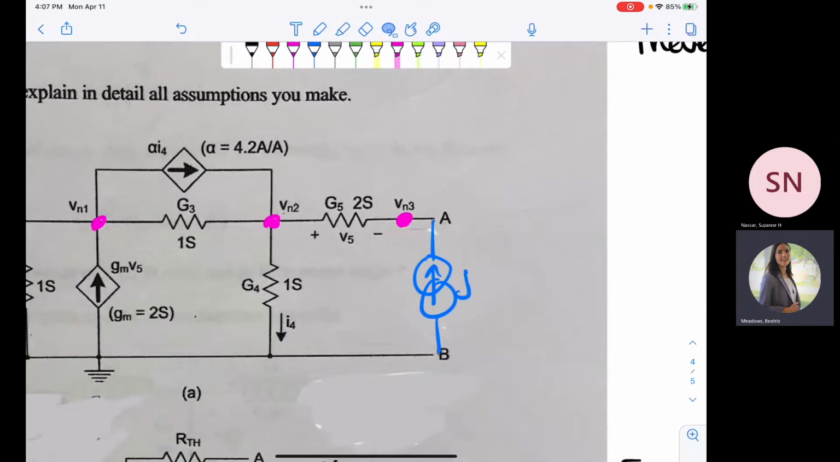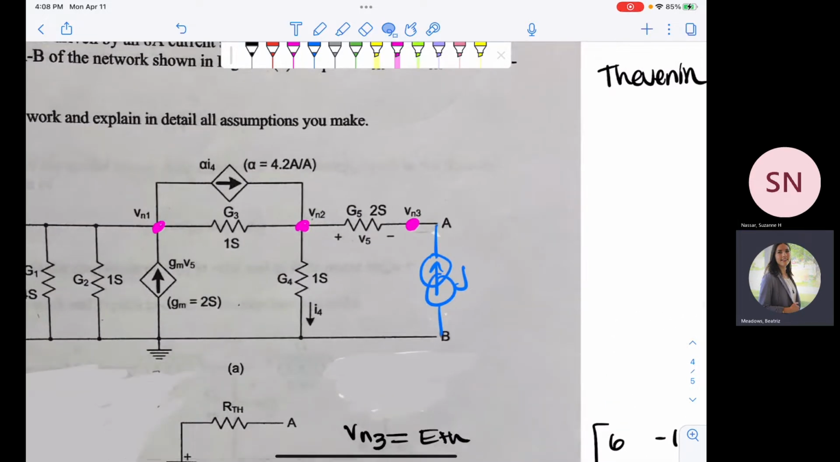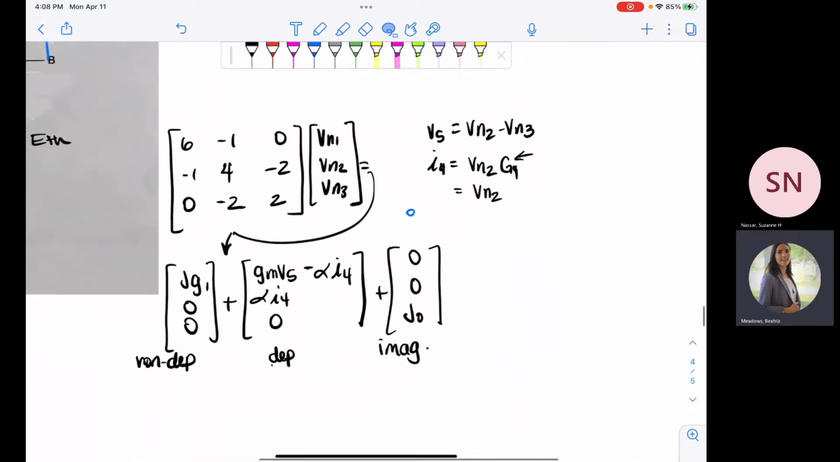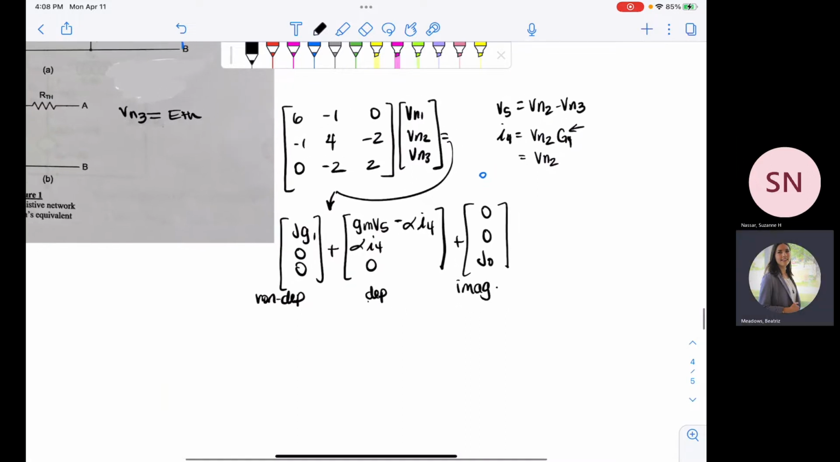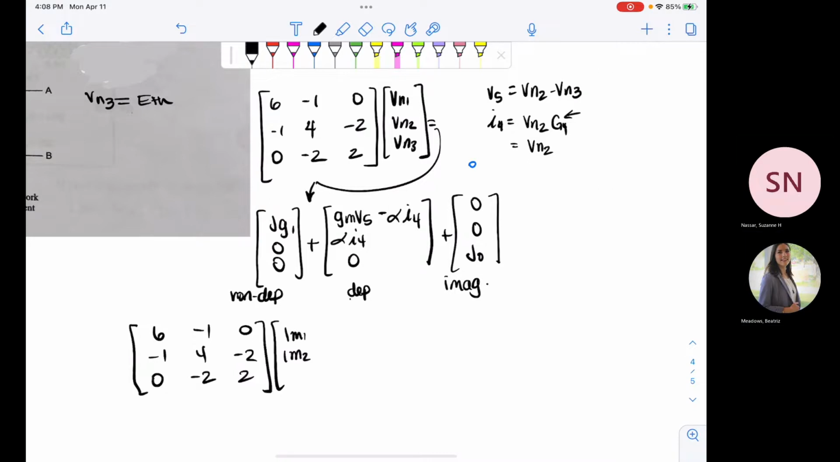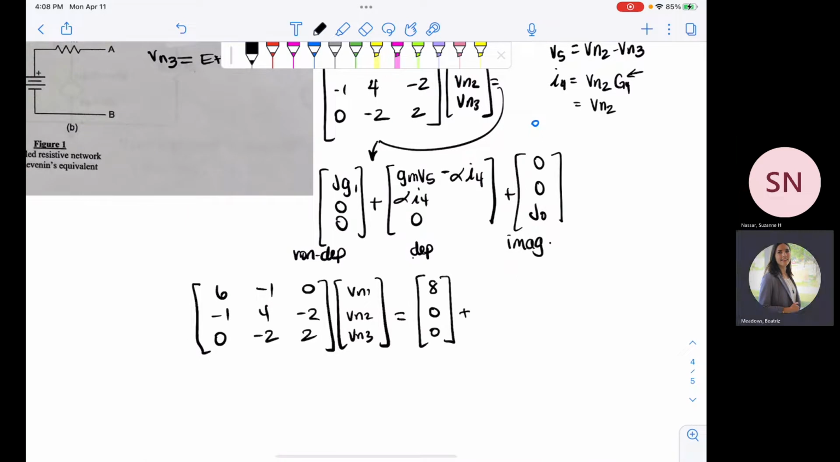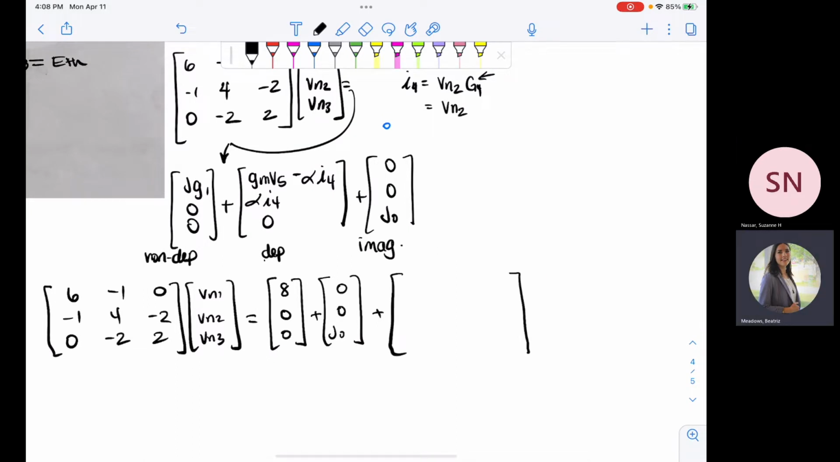Yeah, so since we only want to find the voltage, we don't care about the current. We'll just put it in terms of node voltages. Mm-hmm. All right, so we have this. Let's rewrite it. So our JG1 was 8 amps, right? So you just plug that in. Plus 0, 0, J0. So now let's simplify this out and put it in terms of our node voltages.